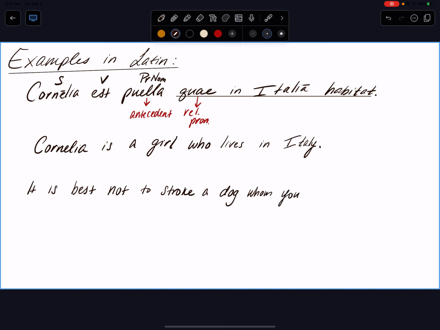What is this? It's how we put the commas in English. Is that "stroke"? Stroke, yeah. So: it is best not to stroke a dog whom you do not know.